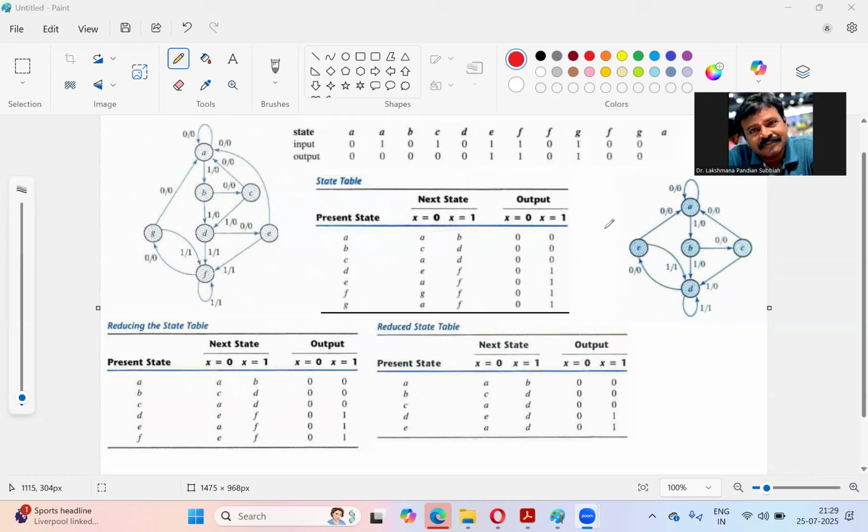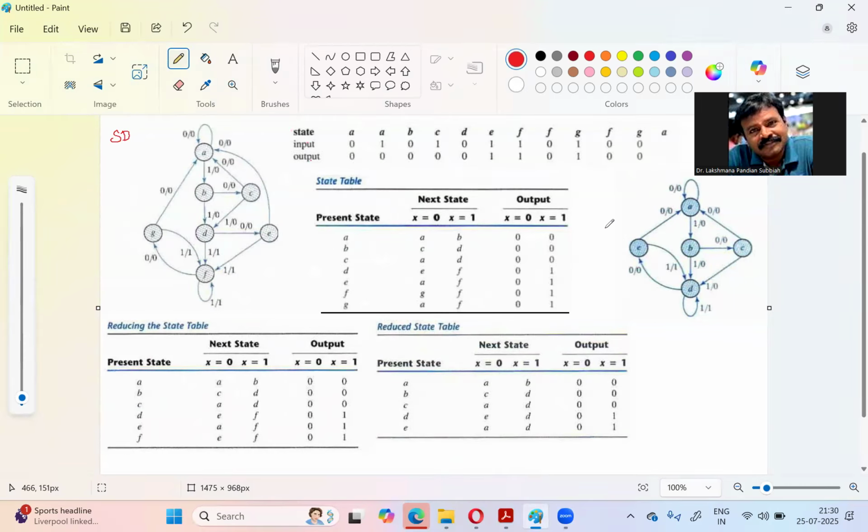In this lecture, we are going to discuss how to reduce state diagram states. Consider now we are having a state diagram. This is a state diagram SD. Now this is the given state diagram. The state diagram is going to be given in that form.